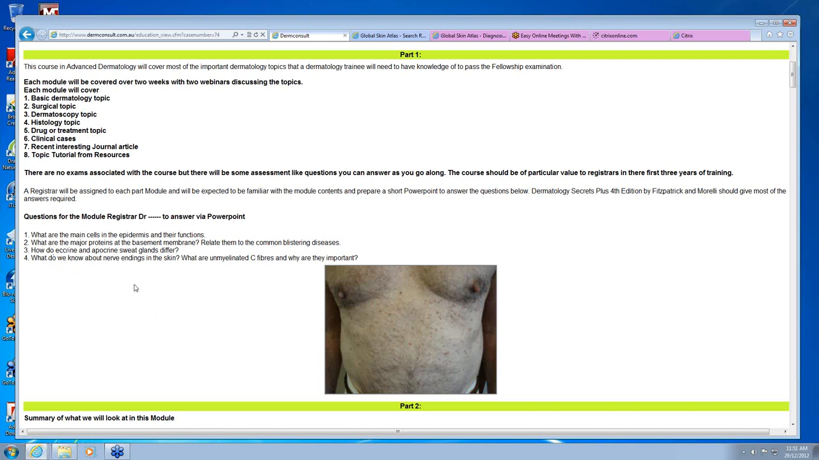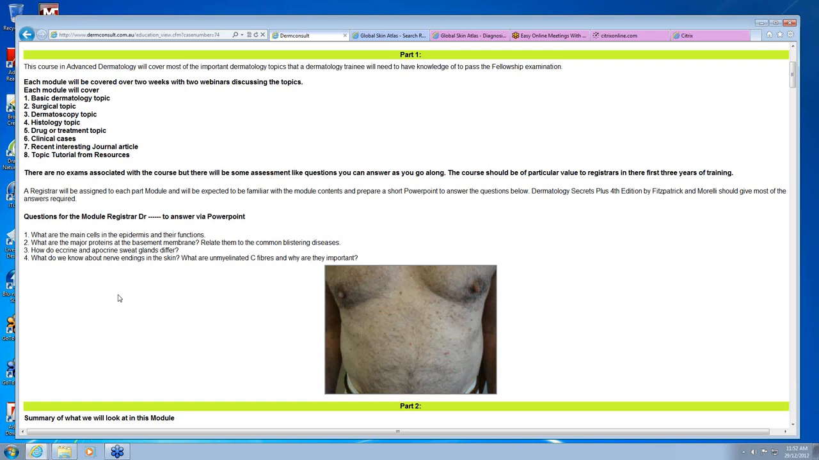The second one there, what are the main proteins at the basement membrane relate then to the common blistering diseases? Well, you've got to know a little bit about the structure of the basement membrane. The autoimmune blistering diseases all involve cells and antibodies attacking specific antigens, or sometimes even groups of antigens, at the dermoepidermal junction. The inherited bullous diseases, epidermolysis bullosa, all have defects in one or more of the proteins, again, that hold the layers of the dermis and the epidermis together.